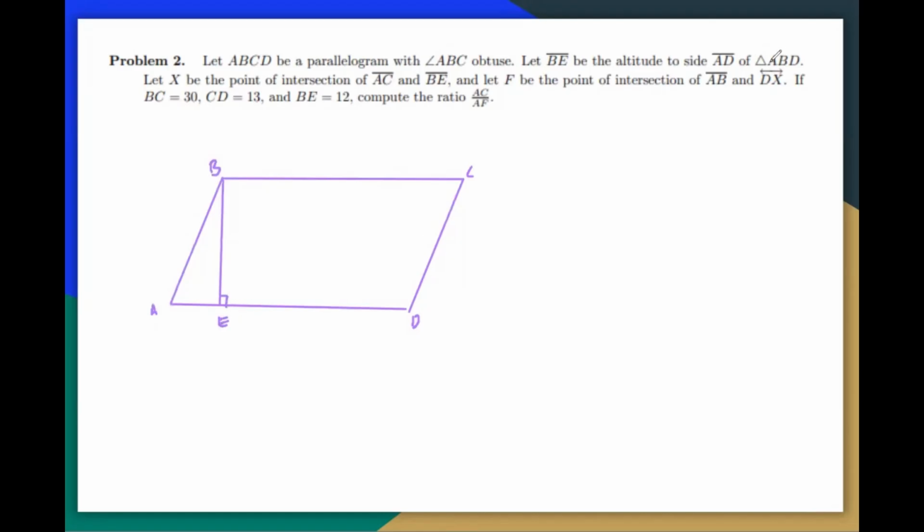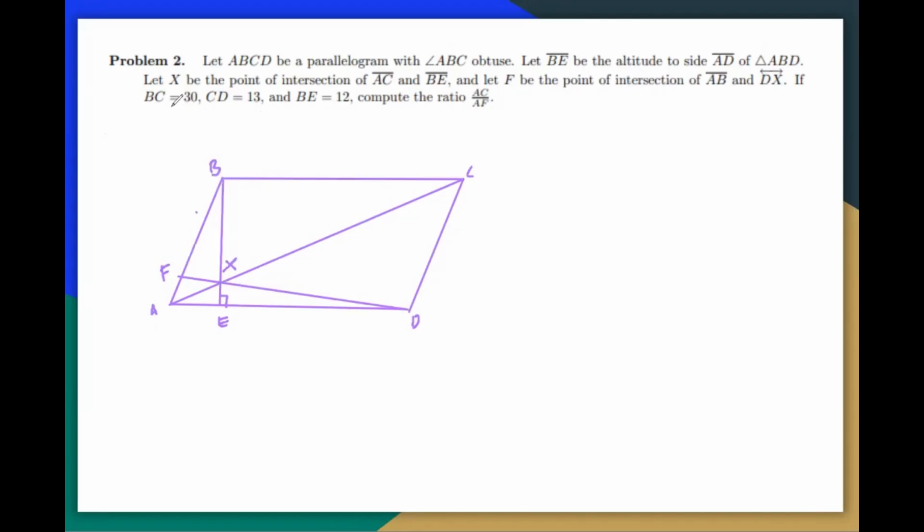X is the point of intersection of AC and BE. So this is BE, and then we have the diagonal AC, and the intersection is named X. Then F is the point of intersection of AB and DX. AB is right here, X right here, D right here, so we should extend DX to get that intersection. It will look like this, and this is called F.